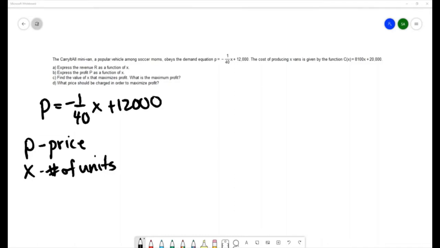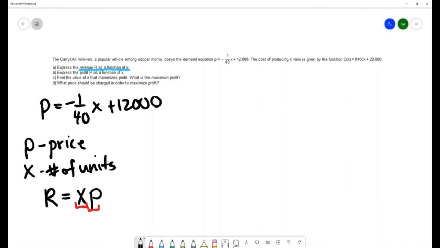Okay, so as I said, that's the demand equation. So then in part A, we want to find the revenue. That highlight is a little too wide, so we'll underline. We want to find the revenue as a function of x, and we have a formula for calculating the revenue. So the way we calculate revenue is that revenue is x times P, the number of items that we sell multiplied by the price that we sell them at.